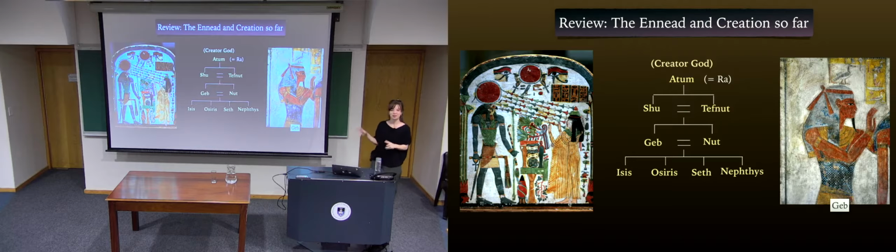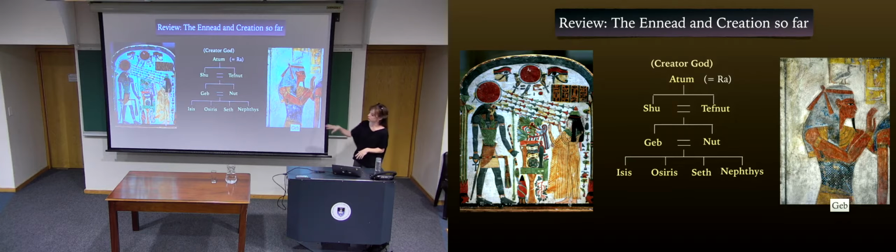So the Ennead, this group of gods, is at the core of certain creation myth traditions, especially the Heliopolitan tradition. The creator god in this tradition, Atum, emerges. He gives birth first to Shu and Tefnut, the atmosphere, who in turn give birth to Geb and Nut, the earth and sky. And they in turn give birth to two pairs of gods, Isis and Osiris, Seth and Nephthys.